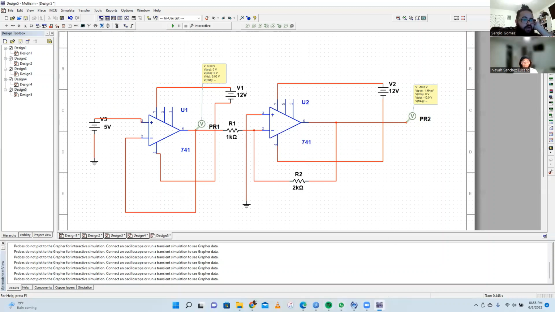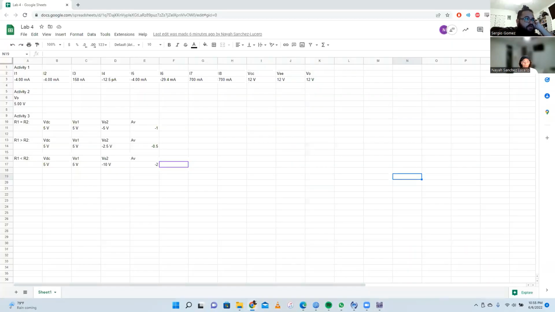Now I can show these on our Excel spreadsheet. So R sub 1 equals R sub 2, our V sub DC is 5 volts, V sub 1 is 5 volts, -5 volts for V sub 2, with a gain of -1. And then our second case, V sub 1 is 5 volts, and as this is halved, -1/2, V sub 2 is -2.5, which goes in line with our gain of -0.5. And then lastly, R sub 1 is less than R sub 2. So we have 5 volts, -10 volts with a gain function of -2. Thank you very much.